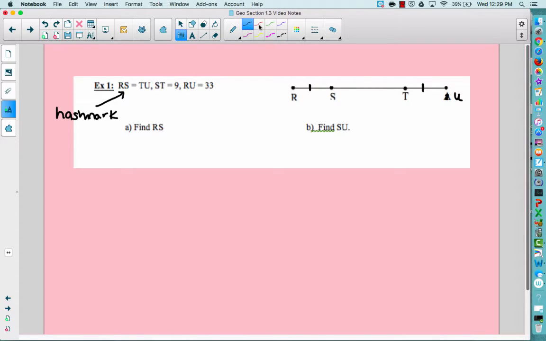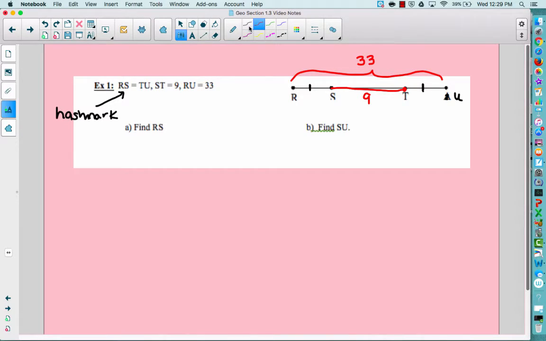I also want to mark the diagram with what they gave to me to start with, that ST is of length 9. So I know that this segment right here has a length of 9. Okay? And RU, the entire segment, is 33. All right. So how am I going to find RS?